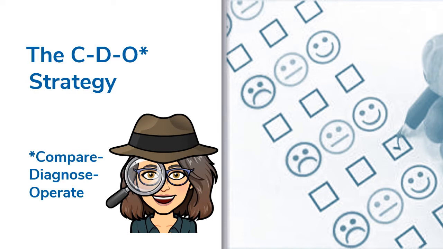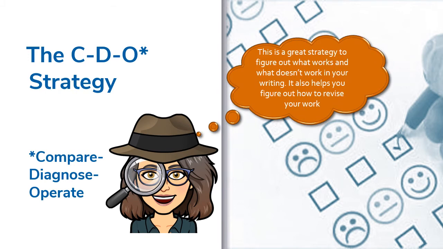We're here today to take a look at the CDO, or Compare, Diagnose, and Operate strategy for evaluating your writing. This is a great strategy to figure out what works and what doesn't work in your writing. It also helps you figure out how you're going to revise your work. So let's get started.